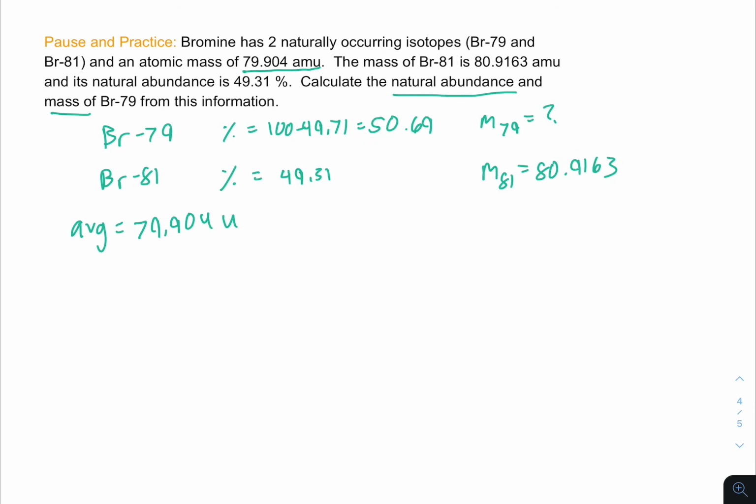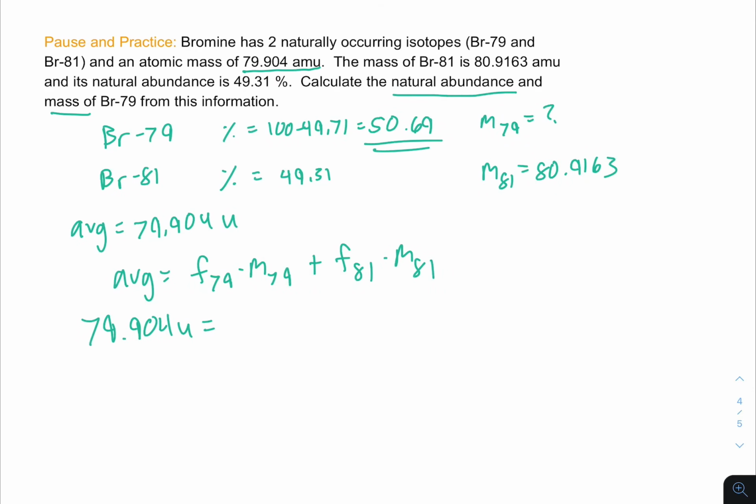Well, now that we hopefully had a chance to practice this, why don't we go ahead and work through this one real quick together. So again, we know that our average is equal to the fraction of isotope 79 times the mass of isotope 79, plus the fraction of isotope 81 times the mass of isotope 81. Only 2 isotopes here. So we plug in the information we know, 79.904 AMU is our average. We found the percent abundance for each of these, and that's because we know there's only 2 isotopes. I could subtract from 100 for isotope 79 to find 50.69% of the atoms are isotope 79.